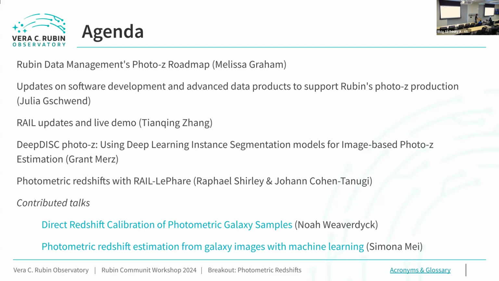about specific PhotoZ methods. The first would be the DeepDISC PhotoZ, which is a deep learning method on image-based PhotoZ estimation, and Photometric Redshift with RAIL-LePhare, which is a template-based method. We'll have 2 contributed talks from Noah on direct Redshift calibration, and from Simona on image-based machine learning PhotoZ methods.